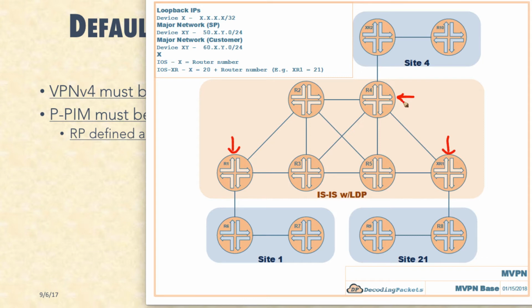The core is already configured with ISIS and LDP. So this is already working. And like I said, VPN v4 is also working. So VPN v4 between these three routers is also functional. And finally, we have reachability end-to-end. So let's go ahead and test out some of that reachability.